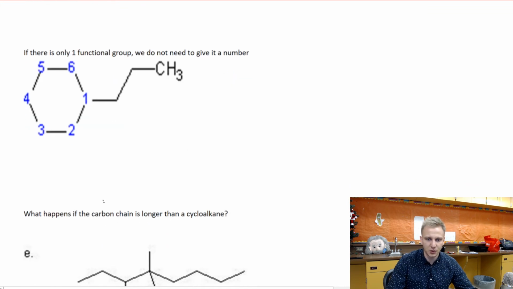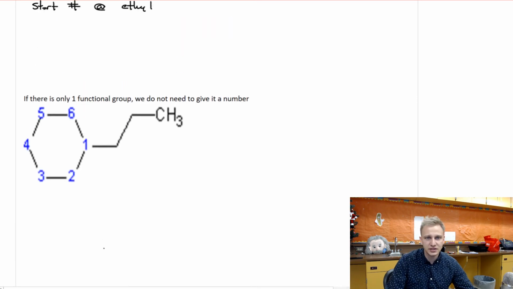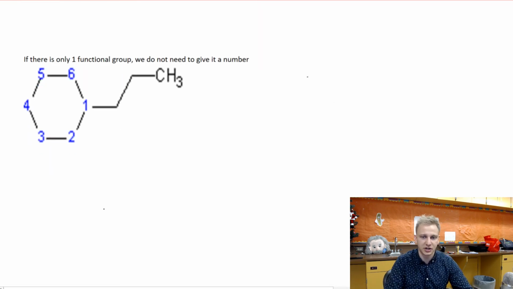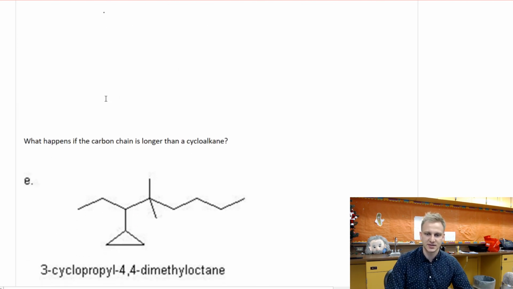We have another example here. What happens if we have 1 functional group? We don't actually need to give a number if we only have 1 functional group. You can see here we have a propyl group. Because we only have 1 functional group coming off of this 6-carbon ring, we don't need to give it a number. So this will be propyl, cyclo. We have 6 carbons, so hex, and they're all single bonded, so ane. The name of this molecule would be propyl cyclohexane. Again, because it's coming off of carbon number 1, there's only 1 functional group, so we do not need to assign a number to it.